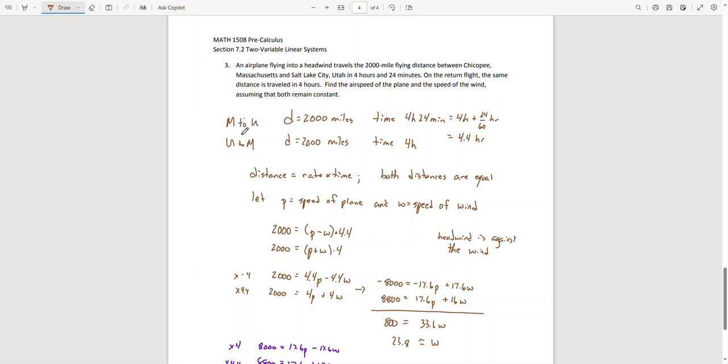Okay, so from Massachusetts to Utah, it's 2,000 miles in 4 hours and 24 minutes. Keep in mind that 24 minutes is 24/60ths of an hour. 24 divided by 60, 6 goes into both of them: 4/10ths. 4/10ths of an hour, so that's 4 hours and 4/10ths, 4.4 hours.